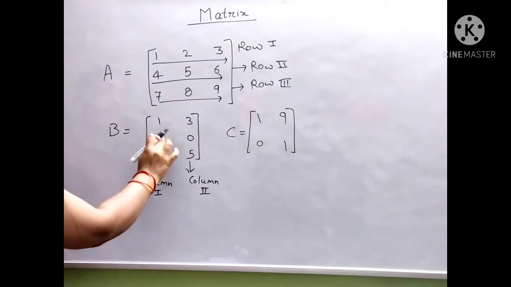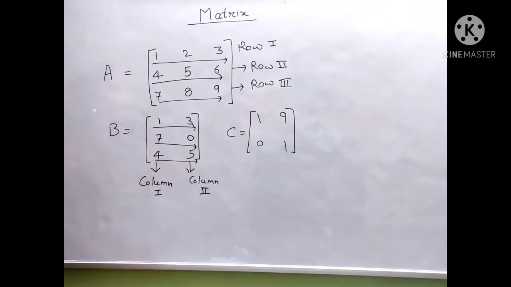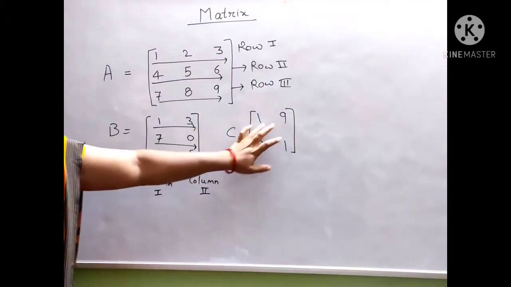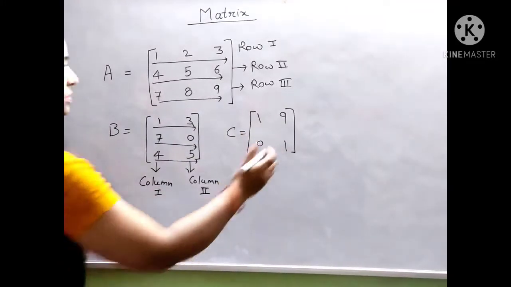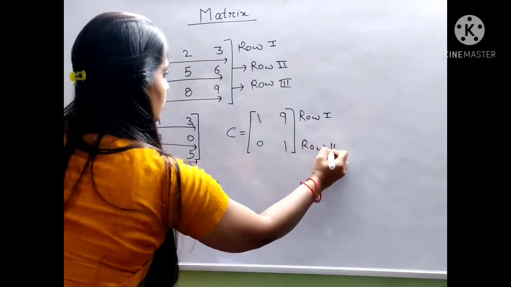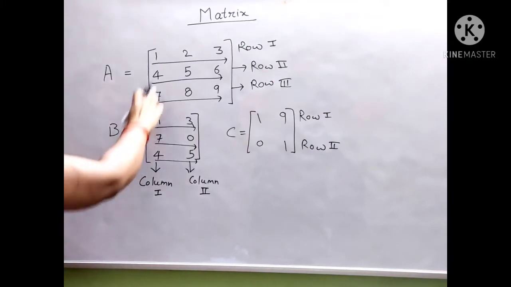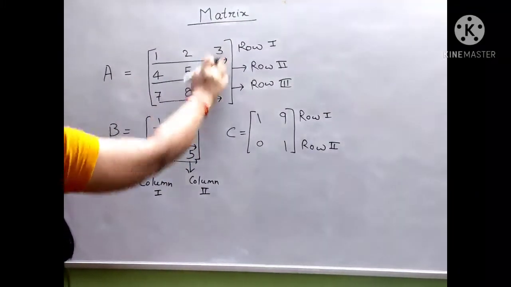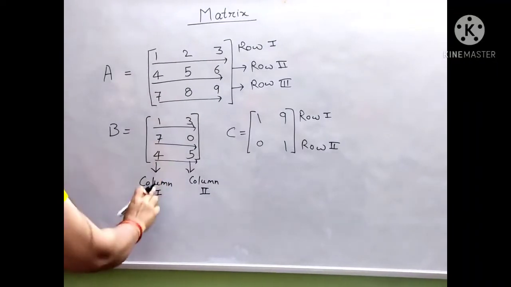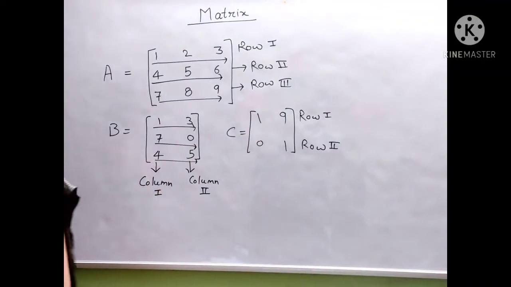In matrix B we have again 3 rows, and in matrix C we have 2 rows, row 1 and row 2. In the same way, if you want to check how many columns are present in the examples, A has 1, 2, 3 columns, and B has 2 columns, and C again has 2 columns.